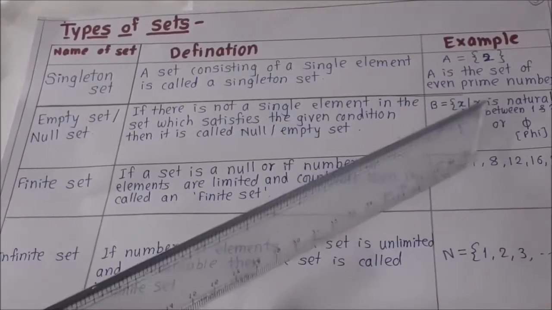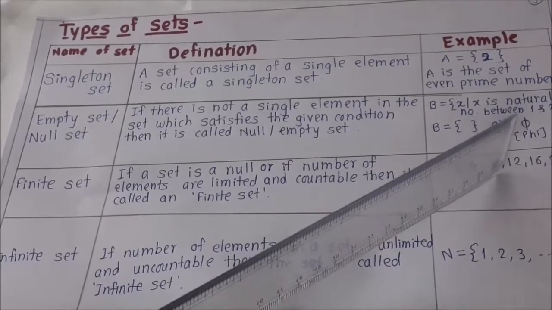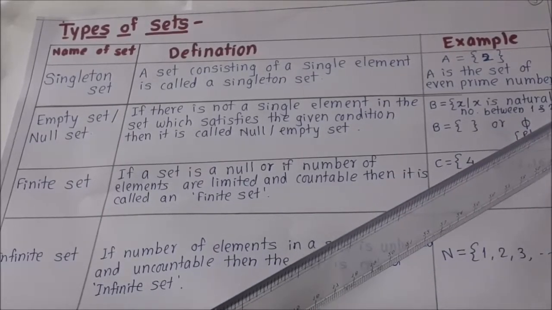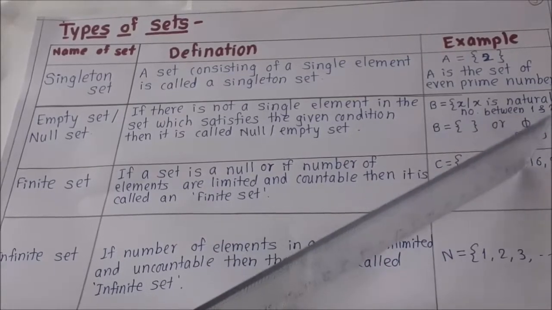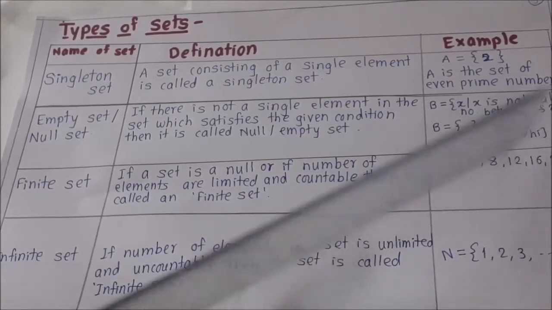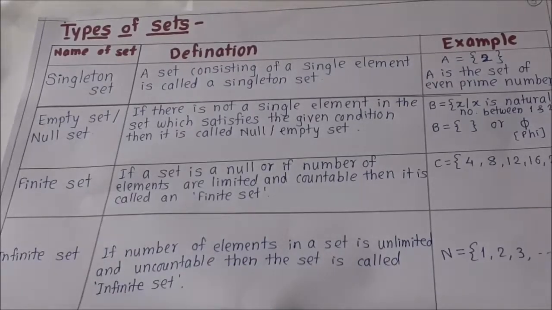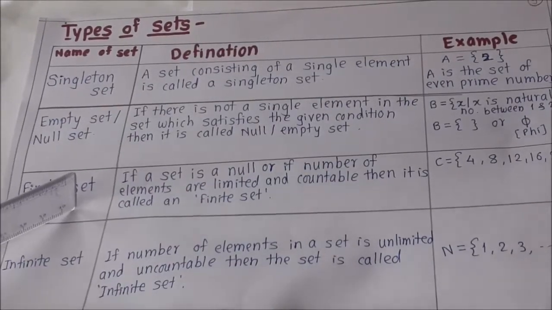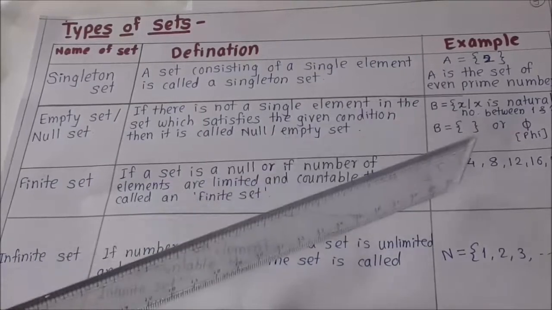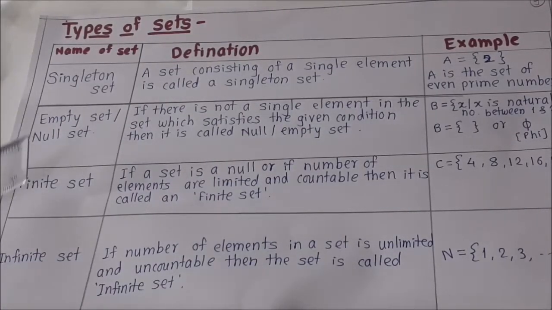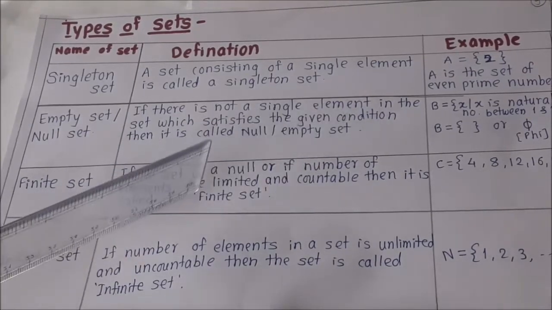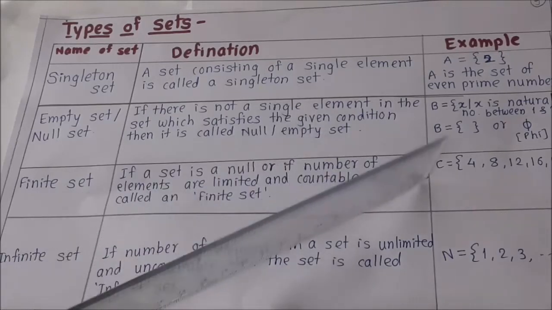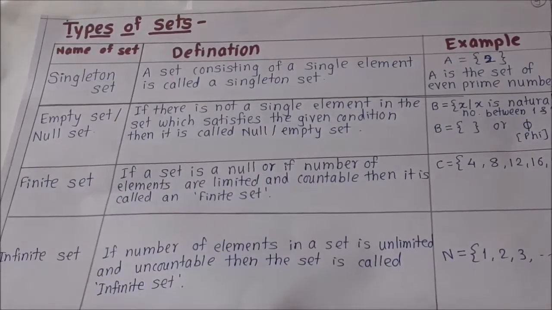C is the set of elements 4, 8, 12, 16, 20. These elements we can easily count. There are 5 elements: 1, 2, 3, 4, 5. Hence we can count the number of elements, so this set is called a finite set. Every null set is also called a finite set. Once again, definition: if a set is null, or if the number of elements is limited and countable, then it is called a finite set.